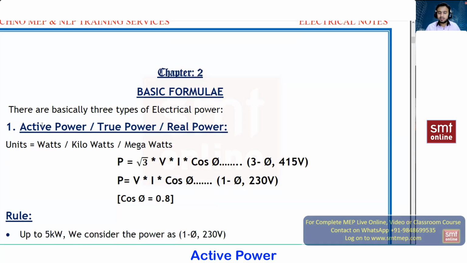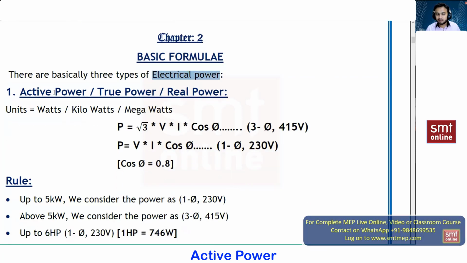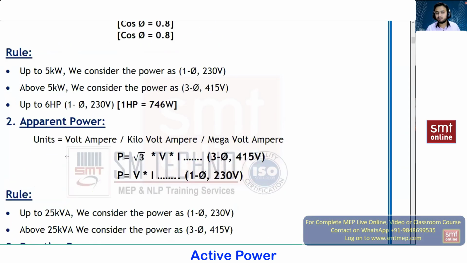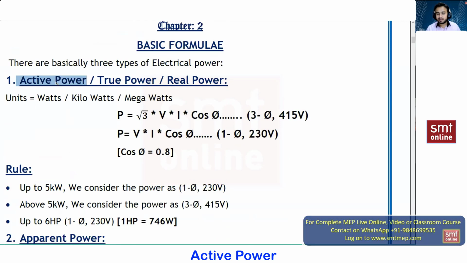So basically, in an electrical system, the power is classified into three areas. So what are the three classifications we have? Nothing but active power, apparent power, and reactive power. So we have three different types of power. Now, what is meant by active power?